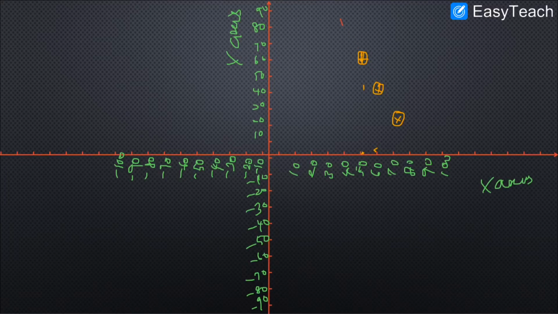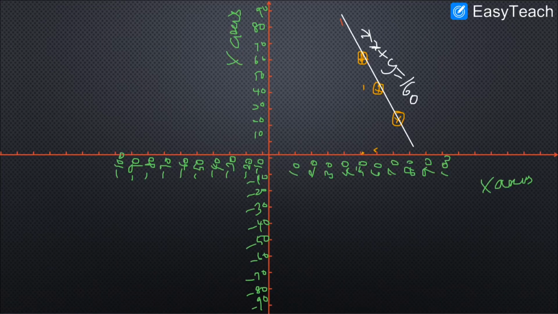Join the points using a straight line. This is our line 2x plus y equals 160, a straight line.